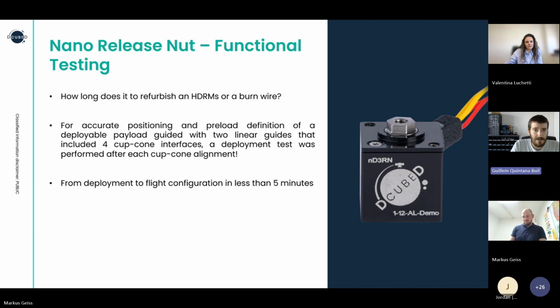And that's something kind of unique, at least to my understanding, because most of the time, if you need to do 4 deployment tests just for setting the payload with other solutions, it can be a nightmare. With our actuators, after every single deployment, it was taking less than 5 minutes to have it back in good configuration for adjusting the second cap cone. It was quite remarkable, and I was really impressed, because we've always been discussing how easy it is to do testing with our actuators, but we never thought they could enable different assembly procedures for given payloads.